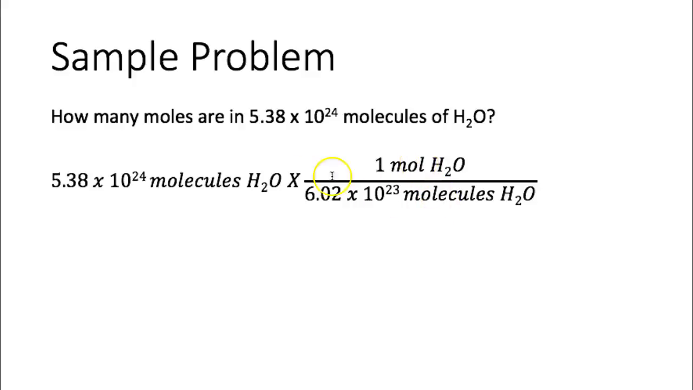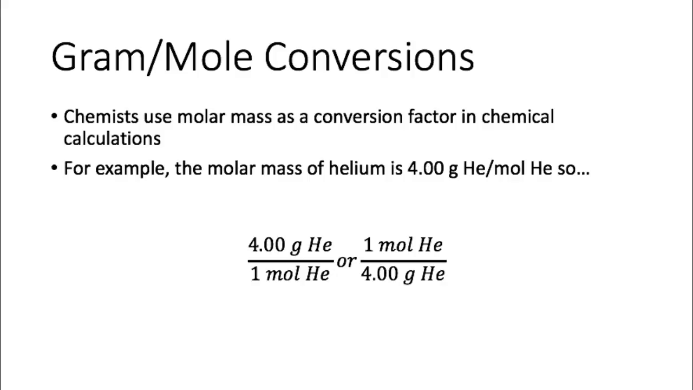Molecules cancels, and to solve my problem, I'm going to take 5.38 times 10 to the 24th divided by 6.02 times 10 to the 23rd, and that equals 8.94 moles of water. Please make sure that you're using the scientific function on your calculator when you're solving this problem. If you don't remember how to do that, go back to the Numbers and Conversions chapter and look at the screencast on scientific notation.